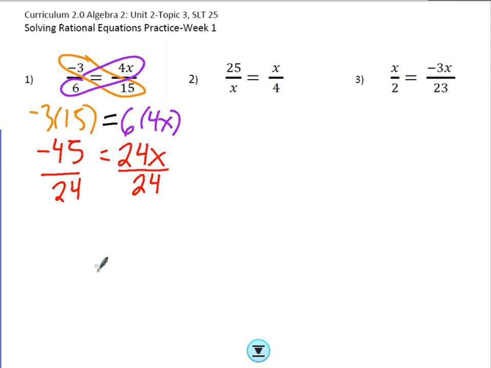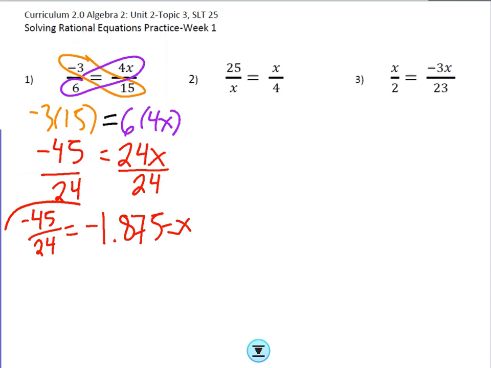And then when you put that in your calculator, you see that it works out that it is a decimal. So again, if it is a decimal, you can leave it just as a fraction. So in this case, negative 45 divided by 24. Or you can actually put that in your calculator, and the decimal version is negative 1.875. Either way, those are our answers. That's x.